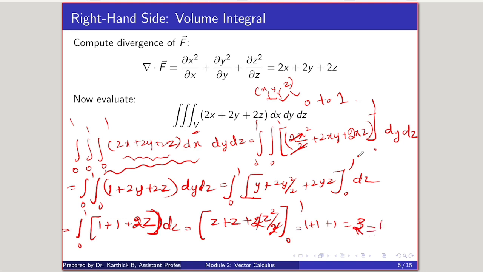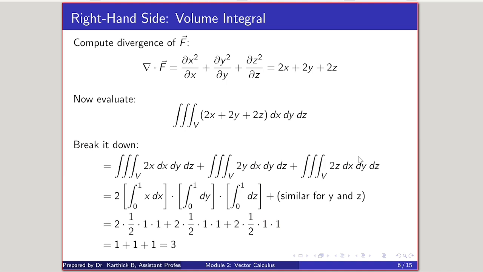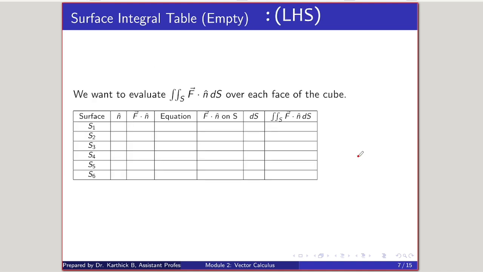So this will be the RHS. Now we find the value 3. Next we are going to find the LHS part. LHS will be the double integral over the surface of F vector dot n cap dS.